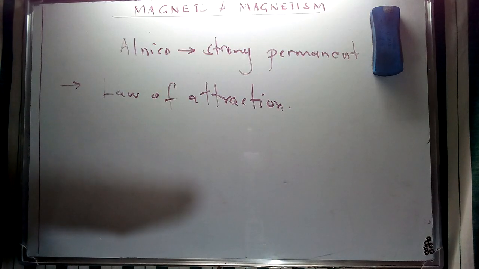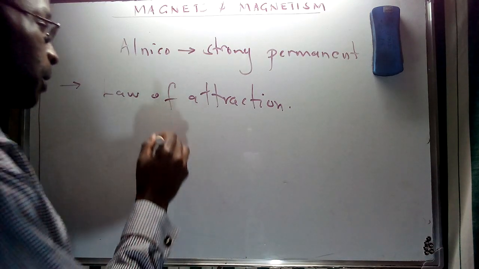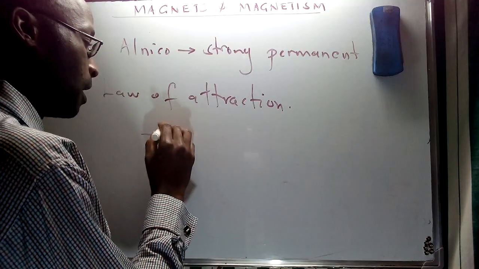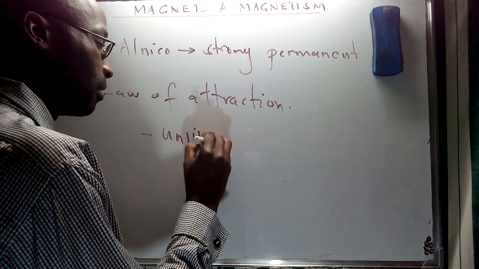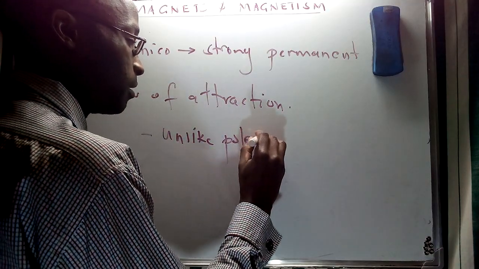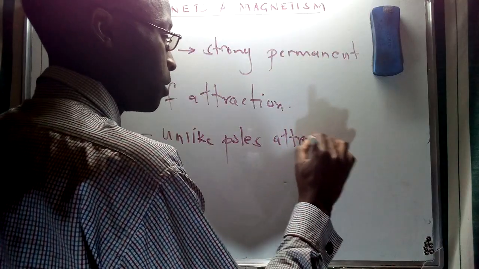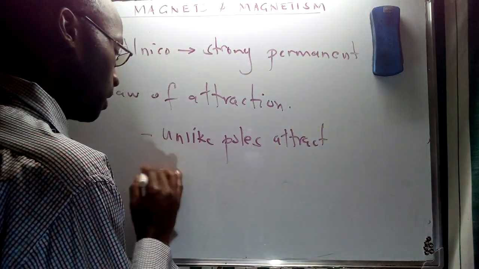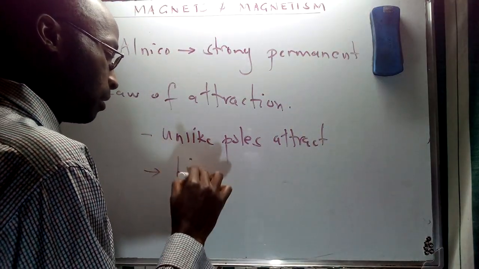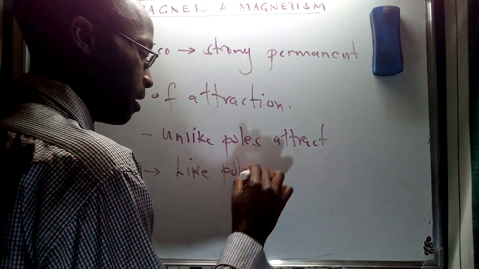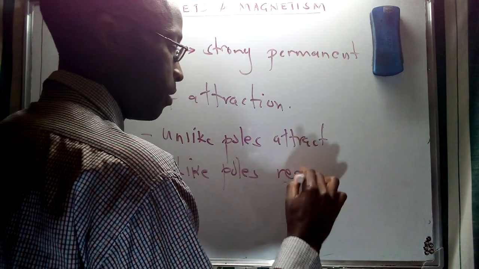So in this specific case, it follows that from the laws of attraction for magnets, unlike poles are going to attract; we're going to see what we refer to as poles in magnetism, and then we're going to see that like poles are going to repel one another.